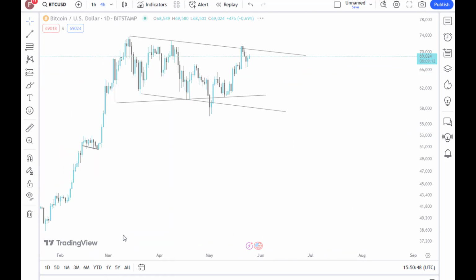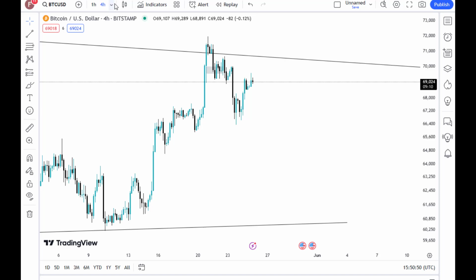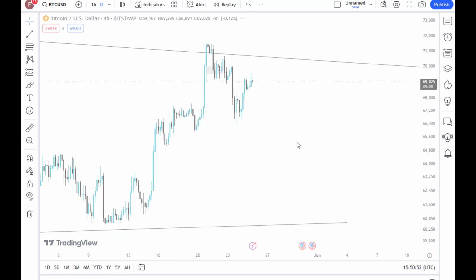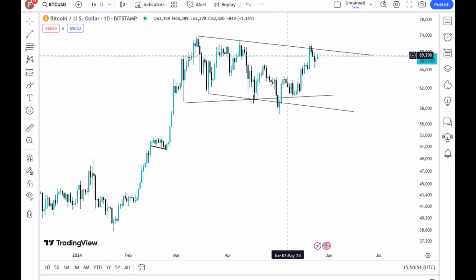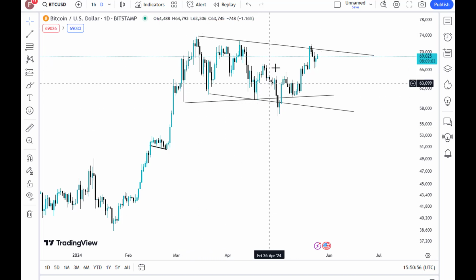So if you drop now to the H4 time frame, right? Remember, BTC is actually hitting the all-time high. So we have a consolidation, which is also like a flat pattern.